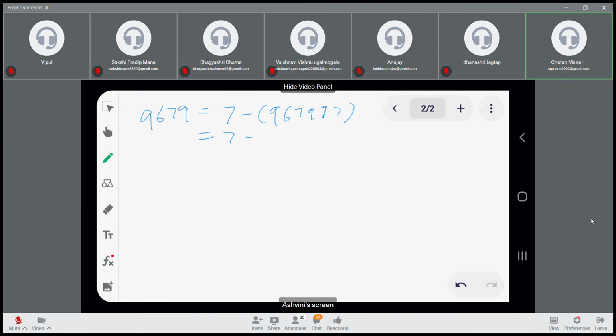5. Ma'am, 9 is empty, right? 9679 mod 7. Yes, ma'am, it is 5. So 7 minus 5 is 2, ma'am. Yes, it's 2, but what is the actual position? It is 9. So after 9, you need to take the 2 jumps.